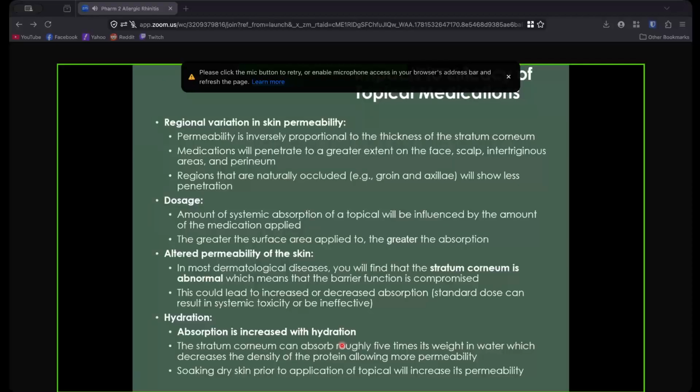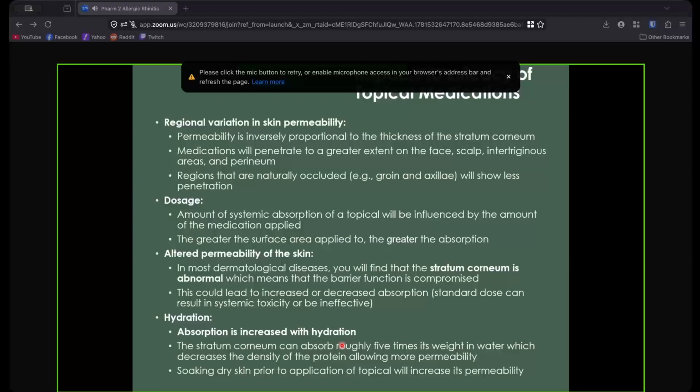The dose. The more that you apply, the more likely you are to see some systemic effects. Some of the vehicles that we pick will also allow the medication to stay on the skin for a longer period of time, and therefore you can see more penetration that way as well, because that contact is lasting a little bit longer.